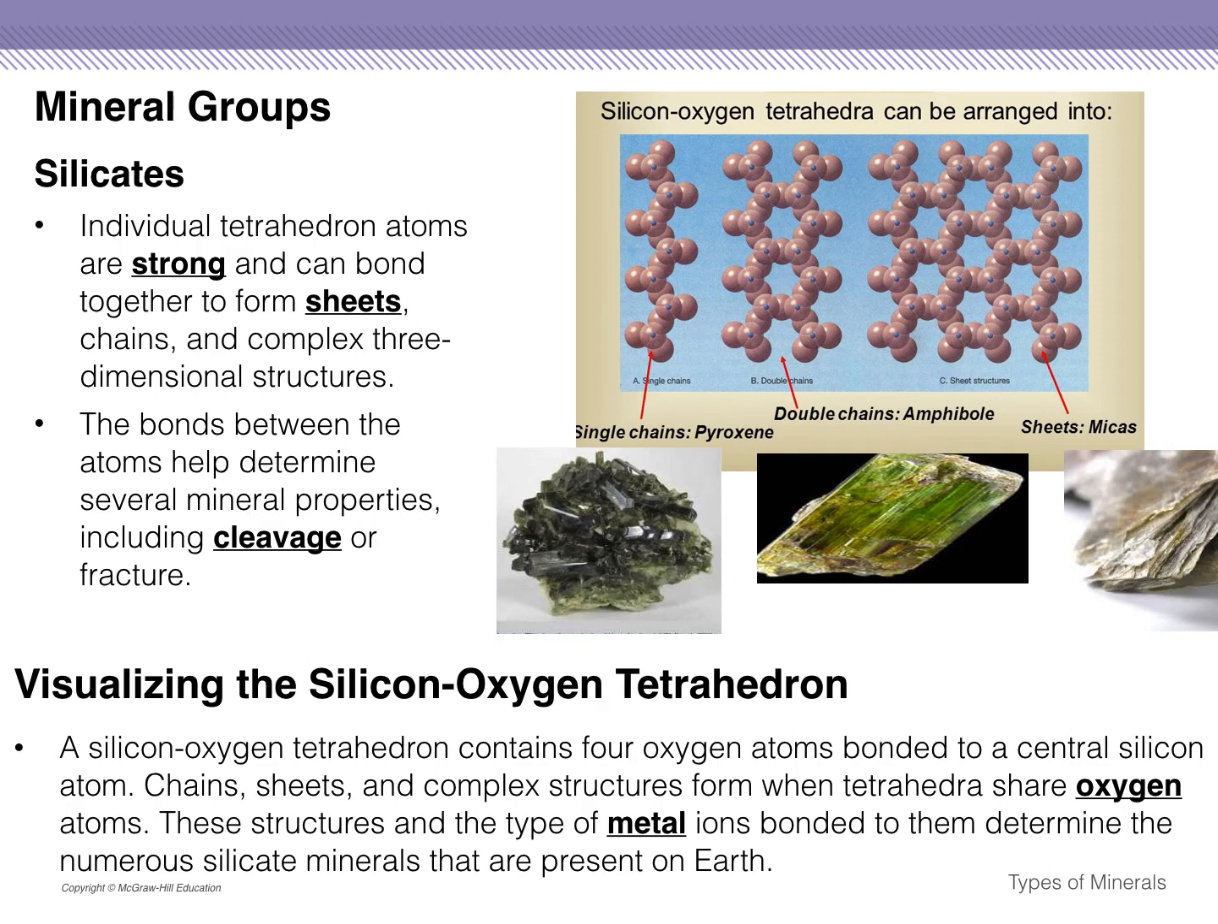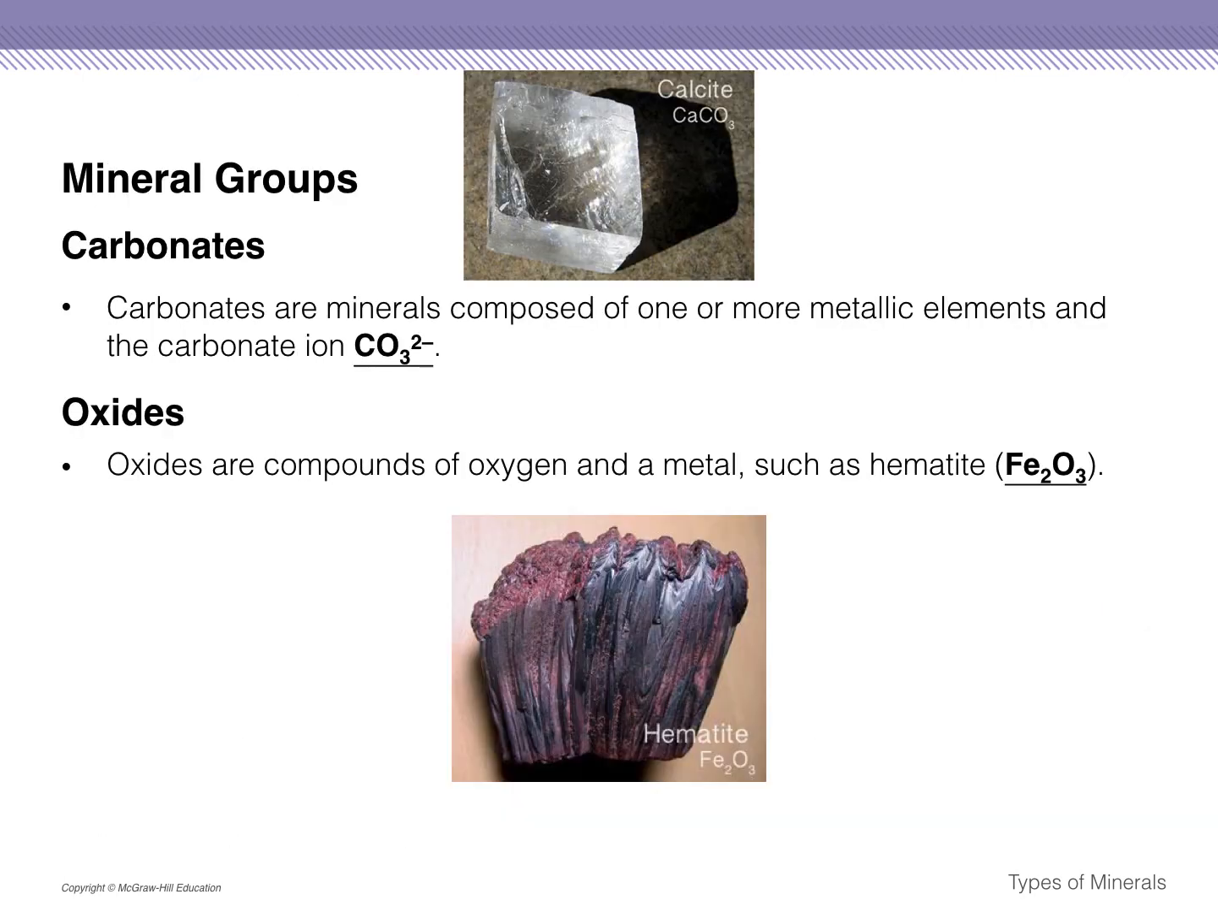Now, to visualize this, the silicon-oxygen tetrahedron contains 4 oxygen atoms bonded to a central silicon. The chains, the sheets, and complex structures form when the tetrahedra share oxygen atoms. These structures and the type of metal ions that are bonded to them will determine the different silicate minerals that are present. So the pyroxene and the amphibole and the micas all have different metals in them that help to form the chains, the double chains, the sheets.